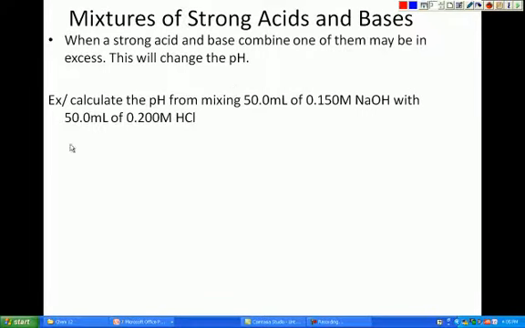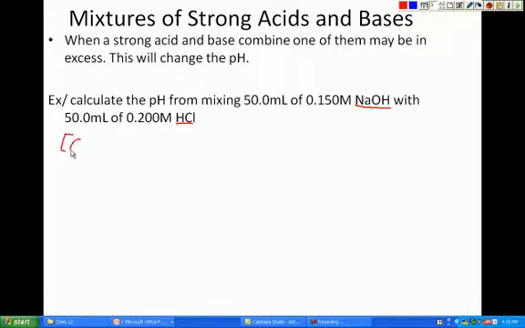So, we have a question here that says calculate the pH from mixing 50 milliliters of 0.150 molar NaOH with 50 milliliters of 0.200 molar HCl. Now, the first thing that we need to do is figure out which one is in excess. Is the HCl in excess, or is the NaOH in excess? So what we need to do first is calculate the new concentration of OH.